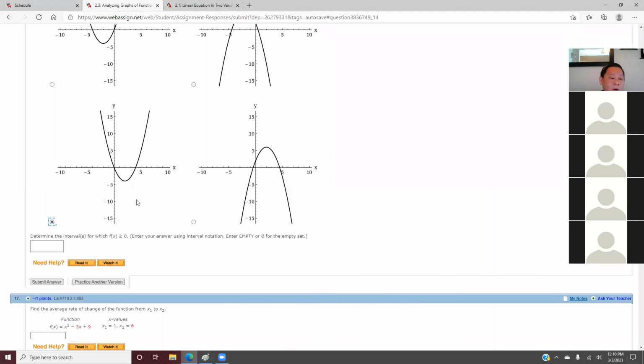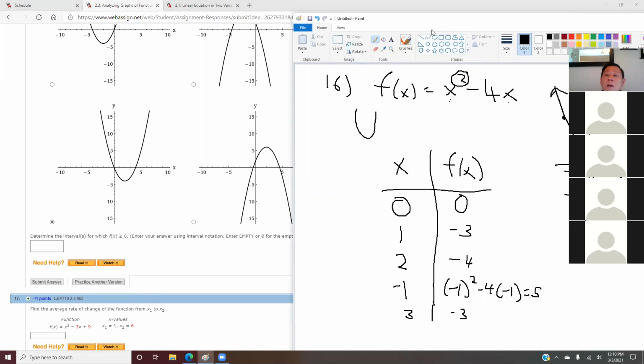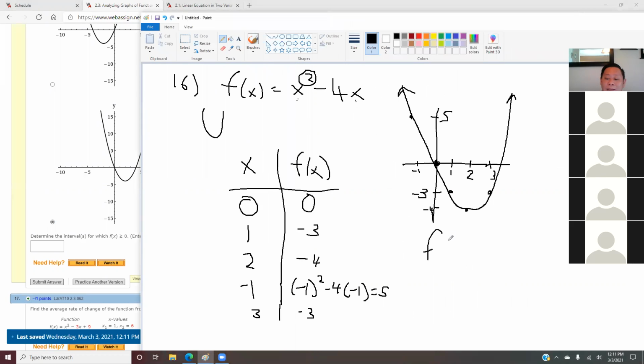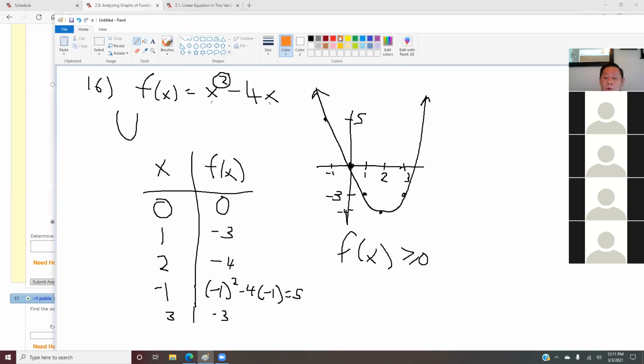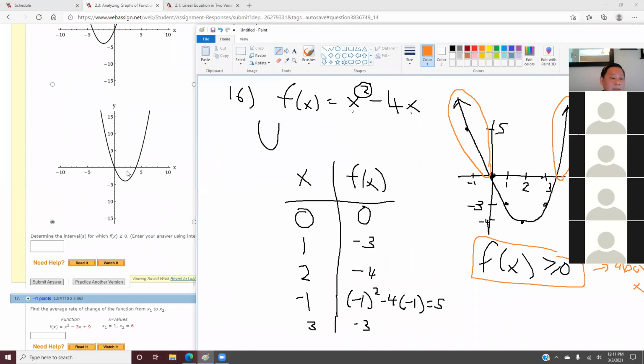And then the question is asking for what interval for f of x greater than or equal to 0. See right here? What's the meaning when I ask for f of x greater than or equal to 0? Greater than 0 means it's positive. So that means the part of the graph that is above the x-axis. If you look, this part is above your x-axis, right? And this part is above your x-axis.